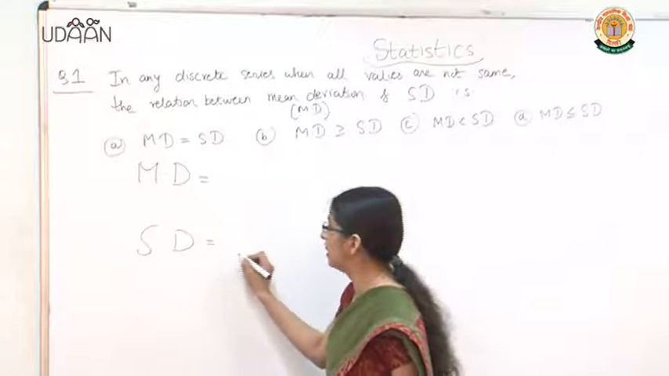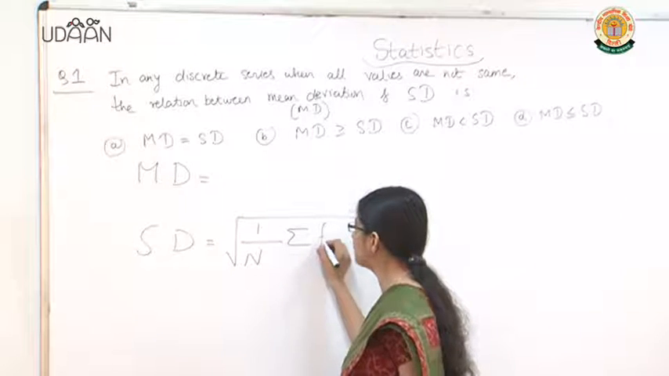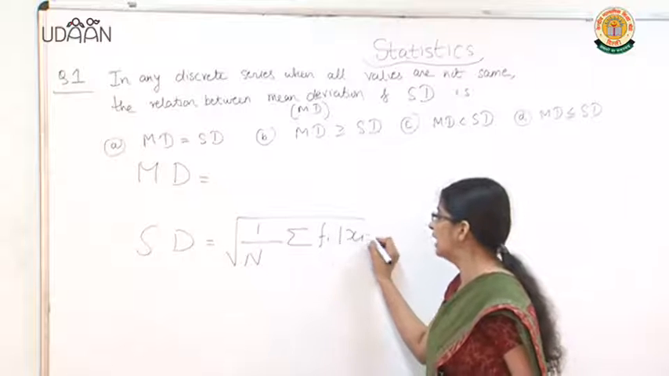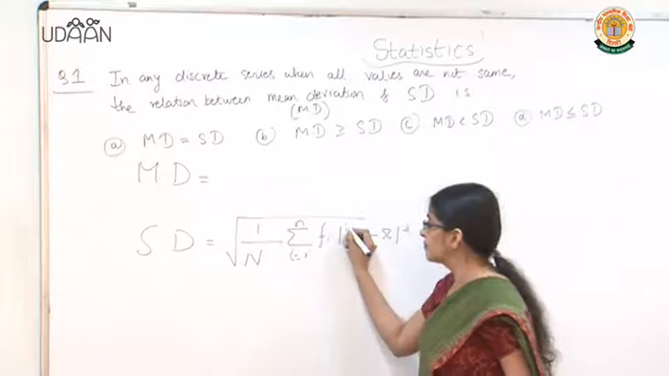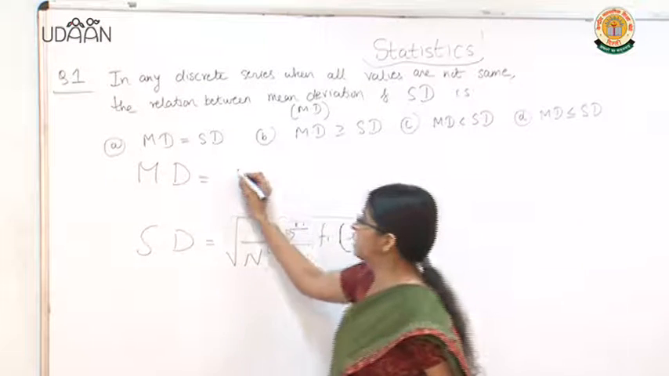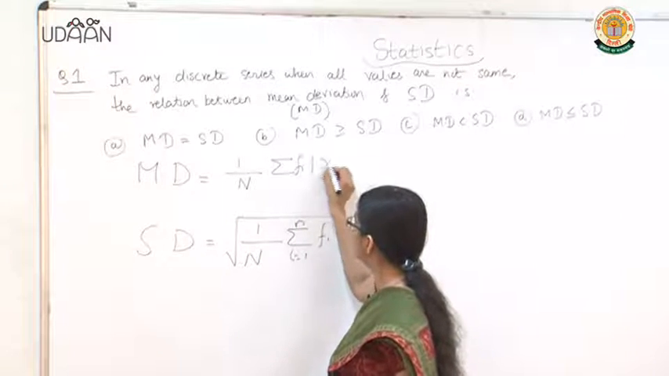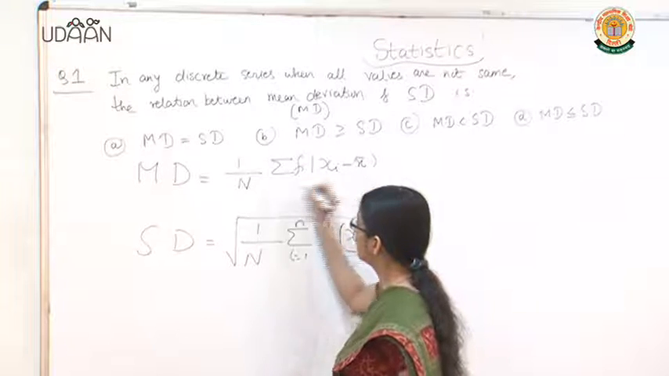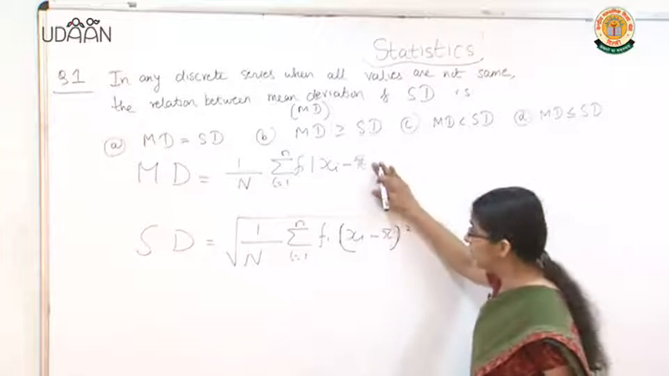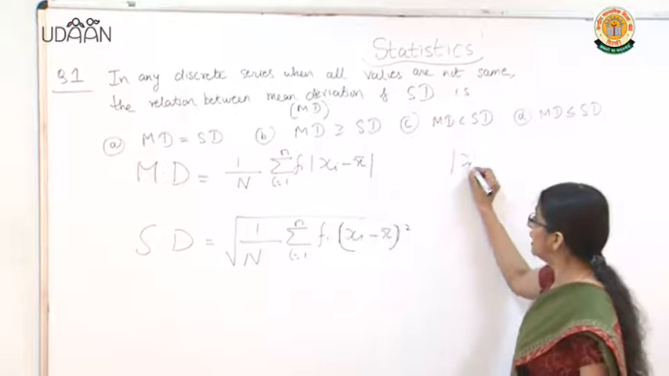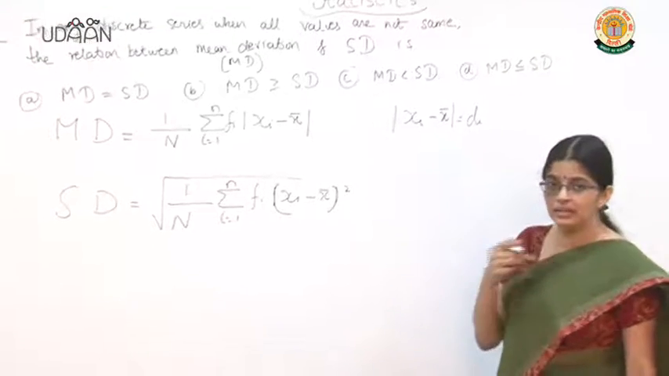Standard deviation is given by under root of 1 by n sigma fi into mod xi minus x bar whole square, where i varies from 1 to n, right, and mean deviation is given by 1 by n sigma fi into mod xi minus x bar, where i equal to 1 to n. For the time being, I am going to take this quantity mod of xi minus x bar, taking it as di, just to make the calculation simple.